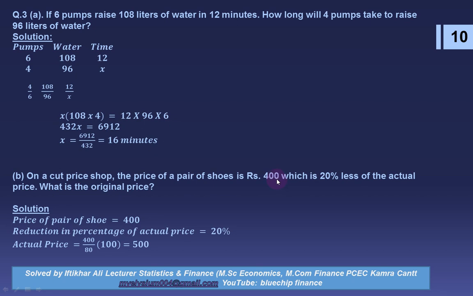The method is very simple. If it is 20% less, then simply 100 minus 20 equals 80. So this 400 is 80 equal parts. If we know the one part, and after that we multiply that one part by 100, we can see the actual price. So the actual price will be 500.